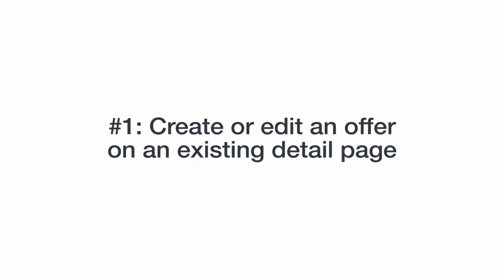There are three ways that you can suggest changes to an existing detail page. The first way is also the most common. When you create or edit an offer on an existing product detail page, your suggestions for detail page components are automatically submitted for assessment by detail page control.